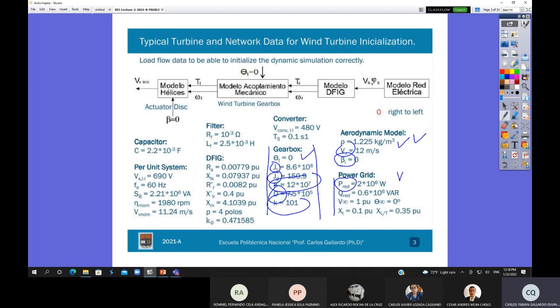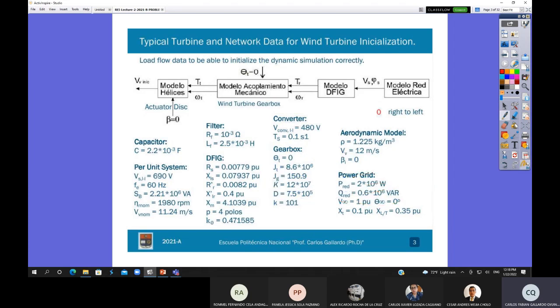This is the reference set points. So I will have 2 megawatts for the active power. Yeah, I will have 0.6 megavar for the reactive power.